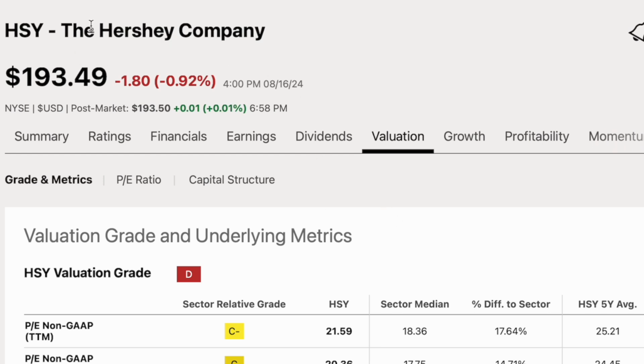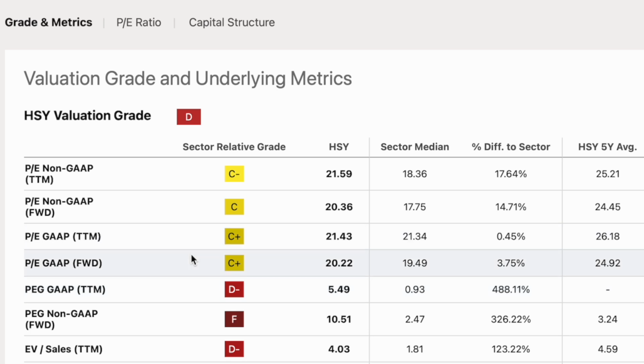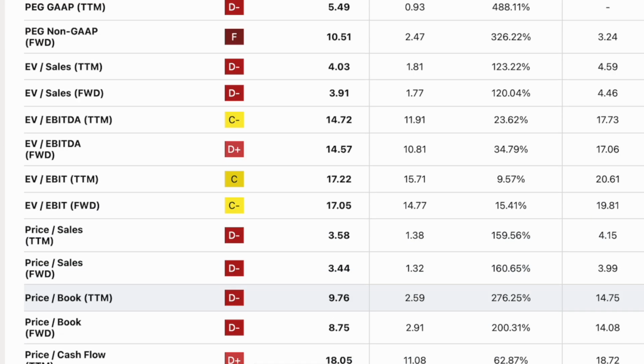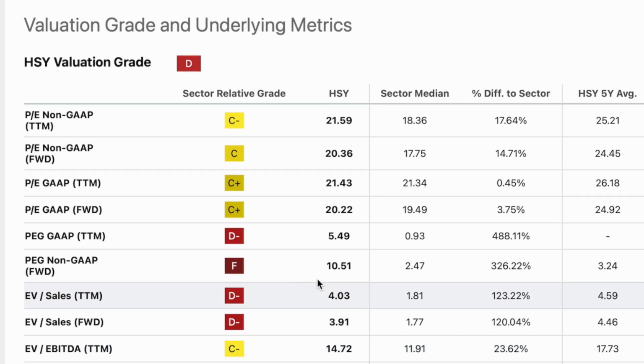Now, if we just go to HSY, we go to the valuation tab, we can see from a price to earnings standpoint, they're trading at about a 21 price to earnings. And from a price to cash flow, they're trading at about a 18. Now, if I go back to price to earnings here and I say, all right, price to earnings is 21.43, and their 5-year average is 26.18.